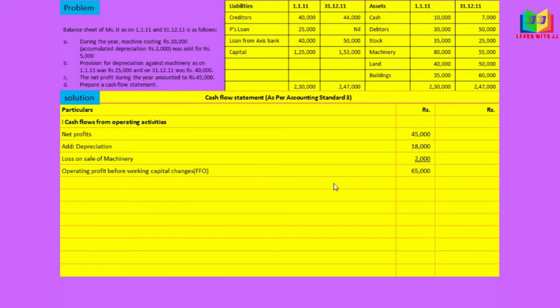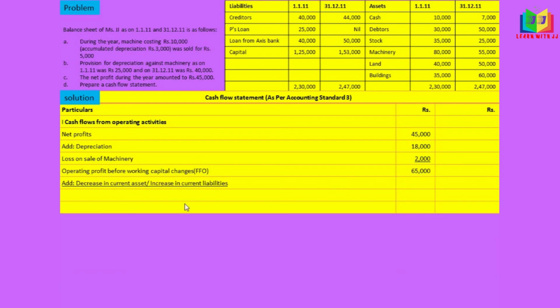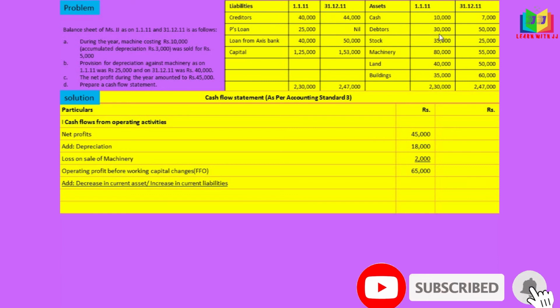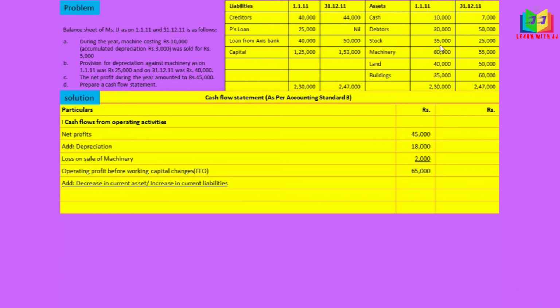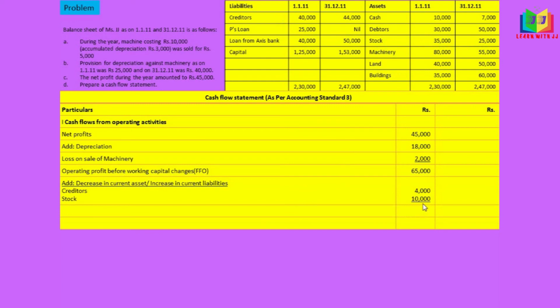And with this we have to add the decrease in current assets and increase in current liability. We'll check what all current assets and current liability we have. Creditors, here the increase in current liability, so this is to be added, that is 4,000, and debtors 30,000 and 50,000. Increase in current asset, we have to subtract this. Stock is 35,000 and now it is 25,000, so decrease in current assets, so we have to add this. And the creditors and stock we will add it here.